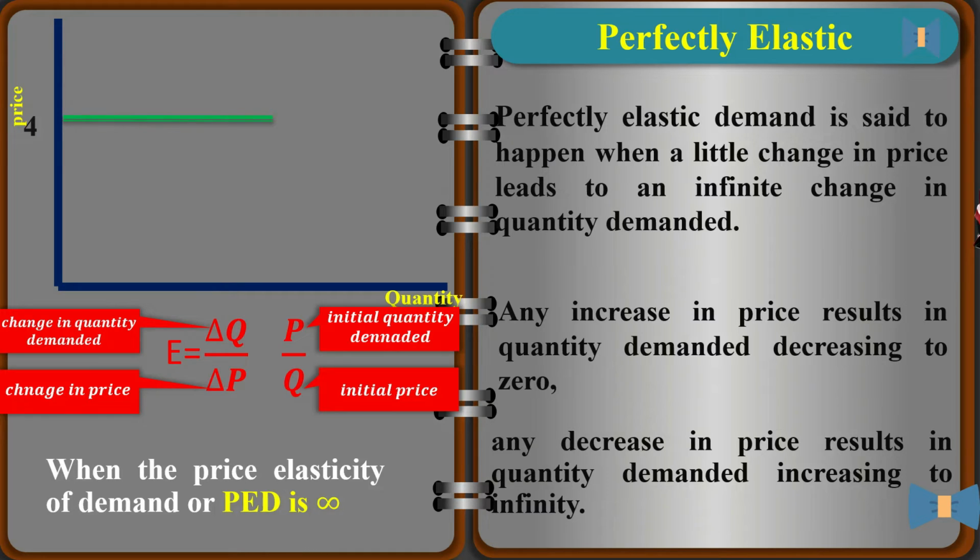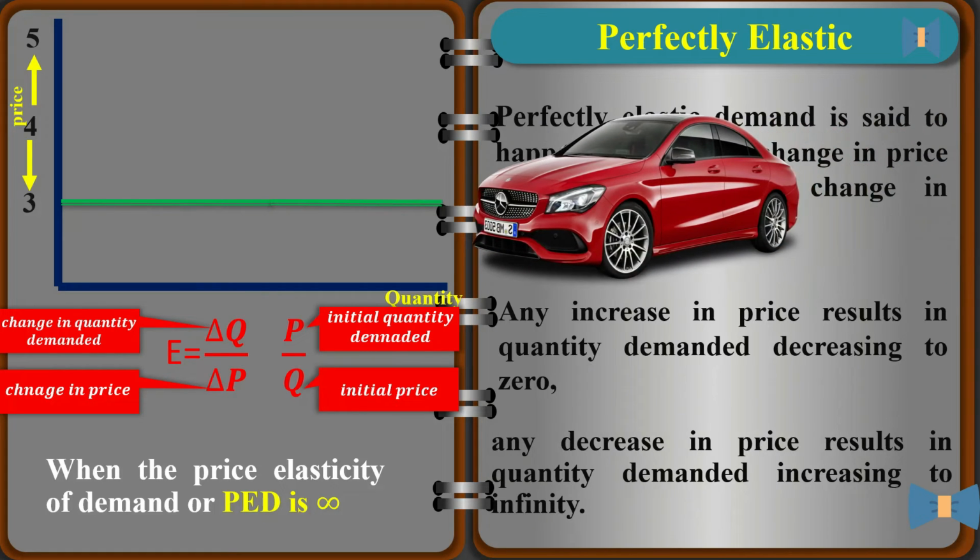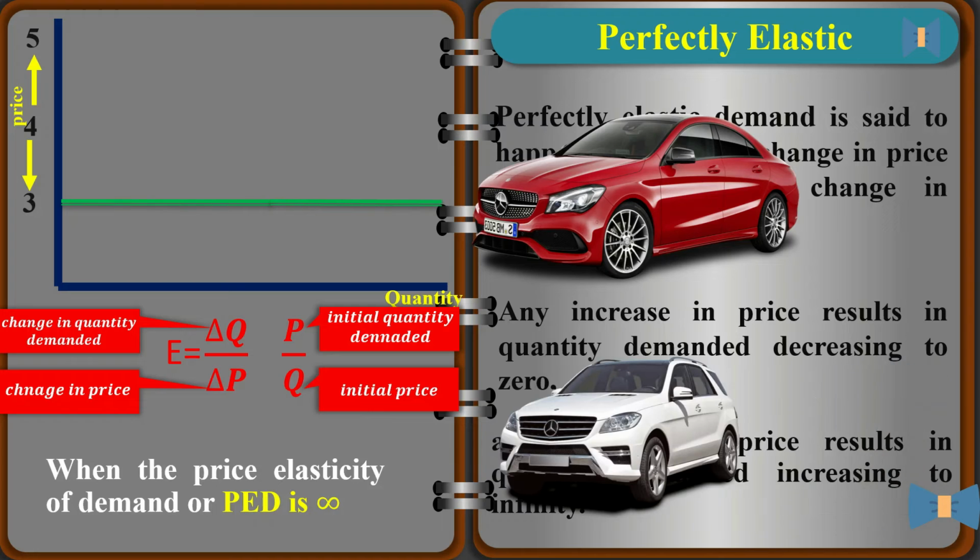The initial price and quantity demanded are shown here. If the price is increased from 4 to 5, the quantity demanded decreases to 0. On the other hand, if the price is decreased from 4 to 3, the demand will increase to an infinite level. It is called perfectly elastic. For example, high-end cars and jewelry.